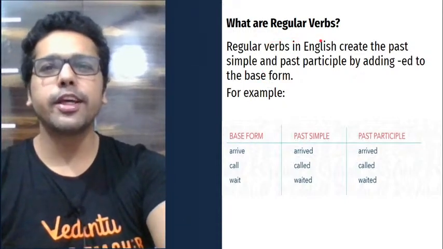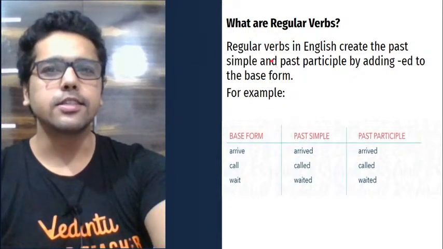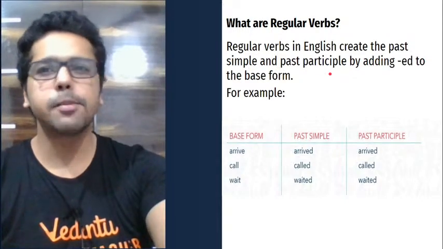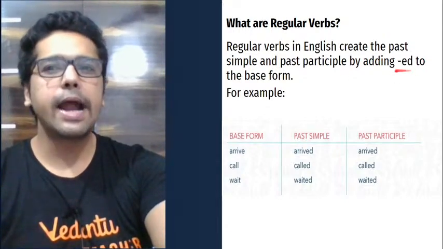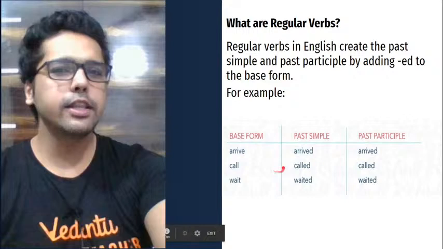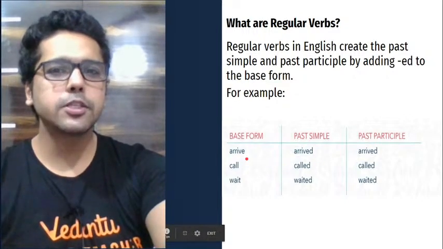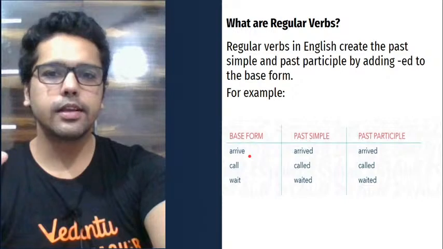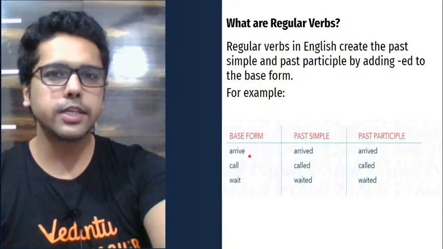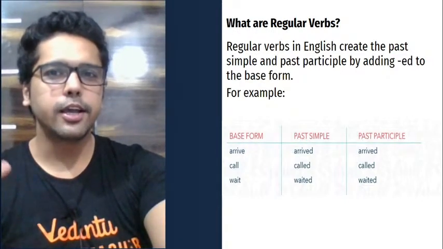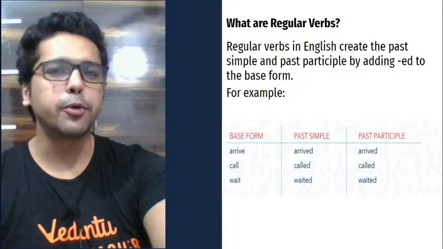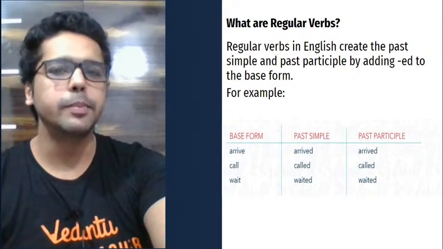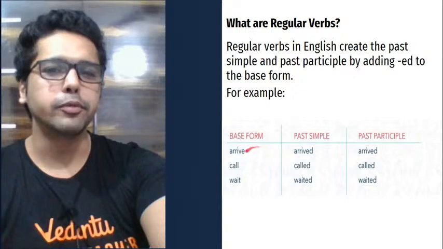Second, what are regular verbs here? Check this. Regular verbs in English create the simple past and the past participle by simply adding ed to the base form. Look at these examples, guys. Arrive is the base form. Base form means without any changes, using the verb as it is. The base form of the verb, the root form of the verb, not making any changes. Basically, the first form of the verb. Base form is the first form of the verb.